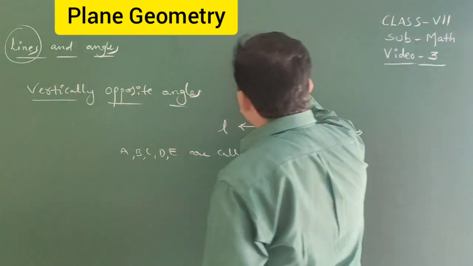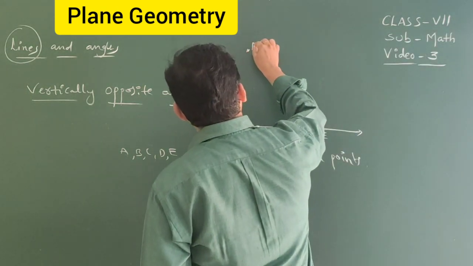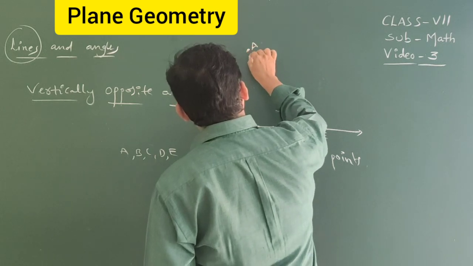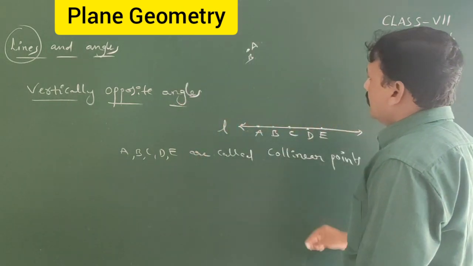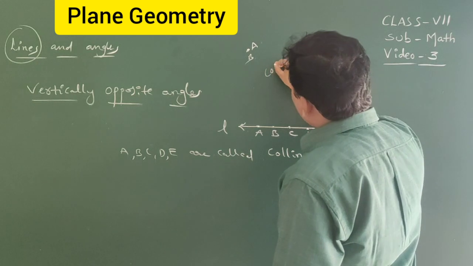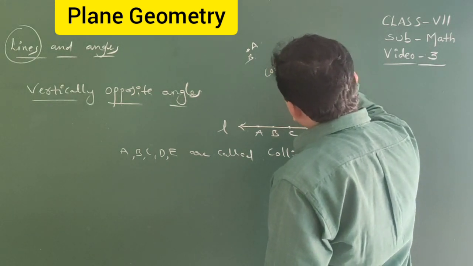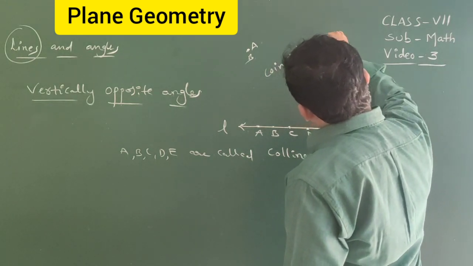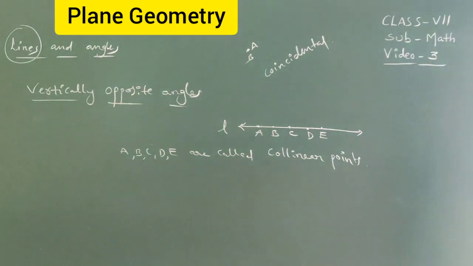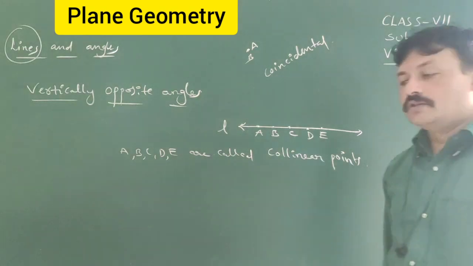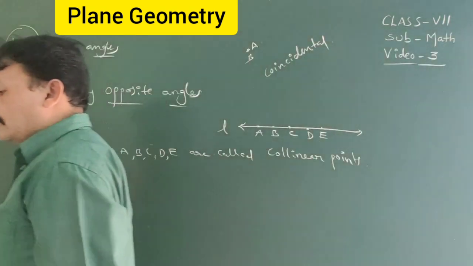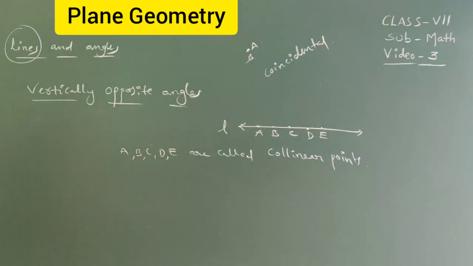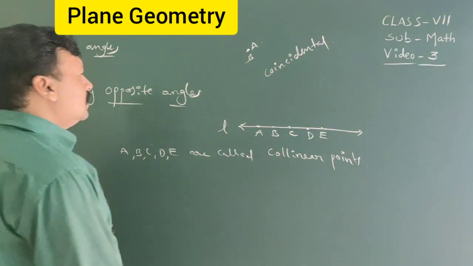Two points showing an exact location. Here the point A, and here only the point B are given. These two points are coincidental points. Two or more points showing an exact location are called coincidental points.